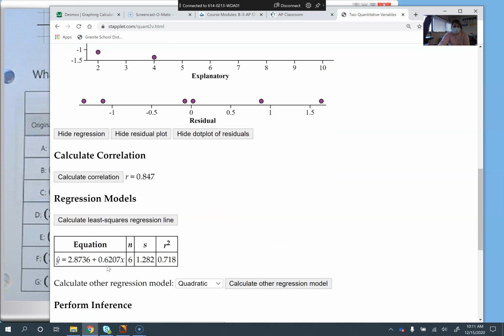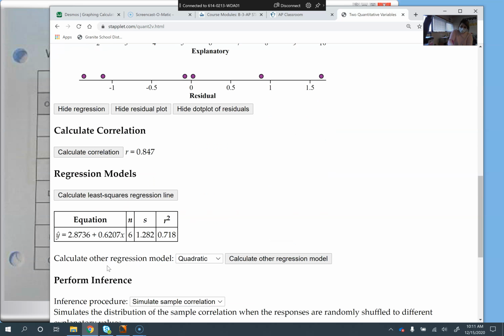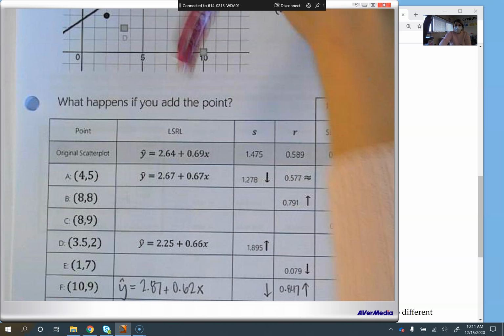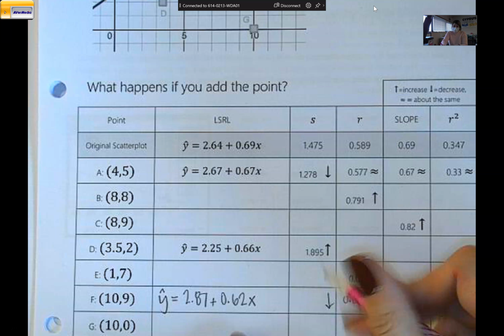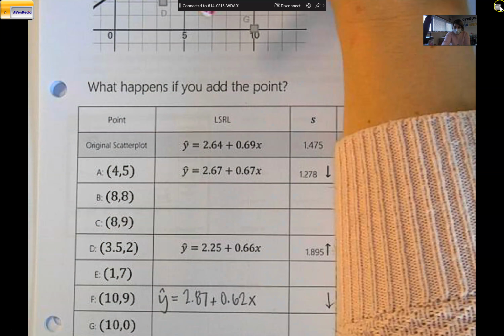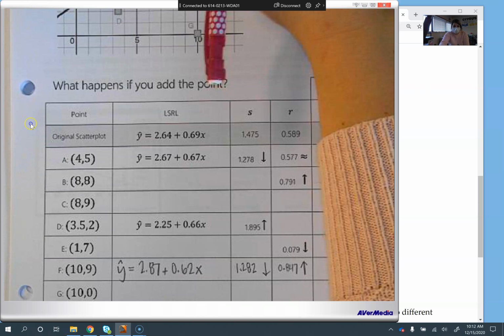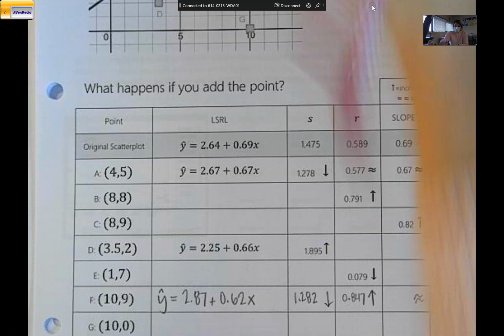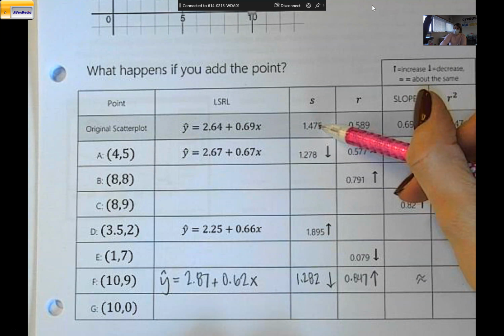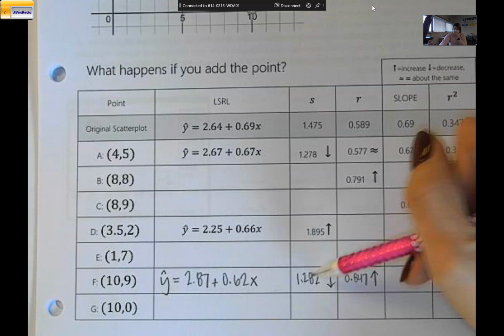So our new line is y hat equals 2.87 plus 0.62x. Now let's check in on what we predicted. Oh, I forgot to grab S. S is 1282. So we were right, S decreased. S went from 1475 in the gray row to 1282.